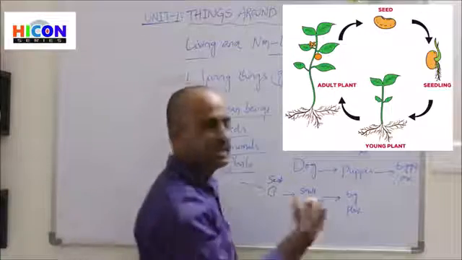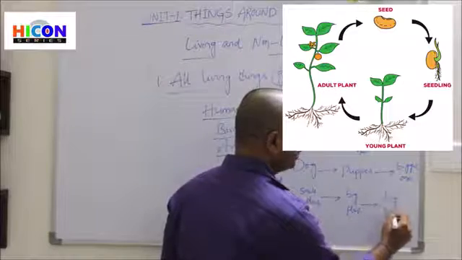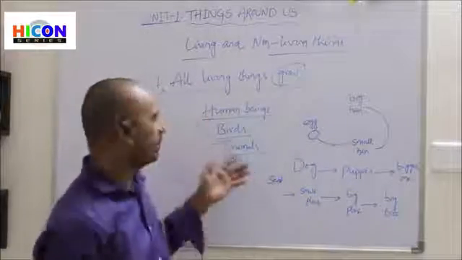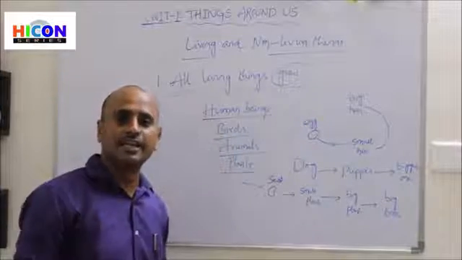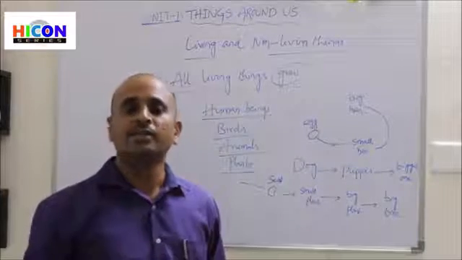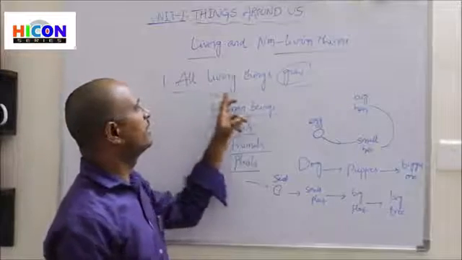And after some years, the big plant is converted into a big tree. In this way, all living things, that means human beings, birds, animals and plants, increase their size and height during their lifespan. And this is the first characteristic, that is, all living things grow.